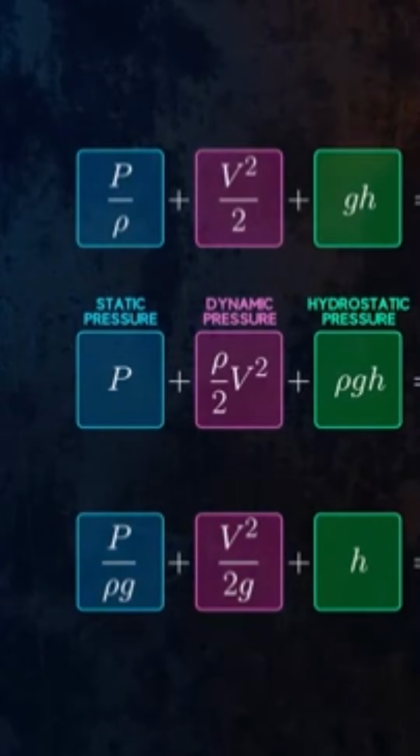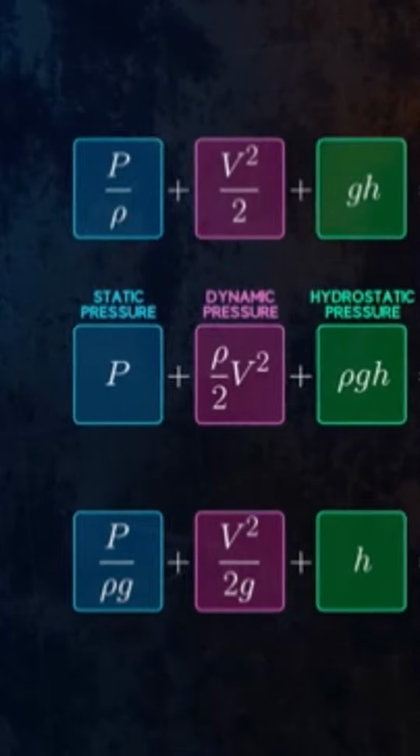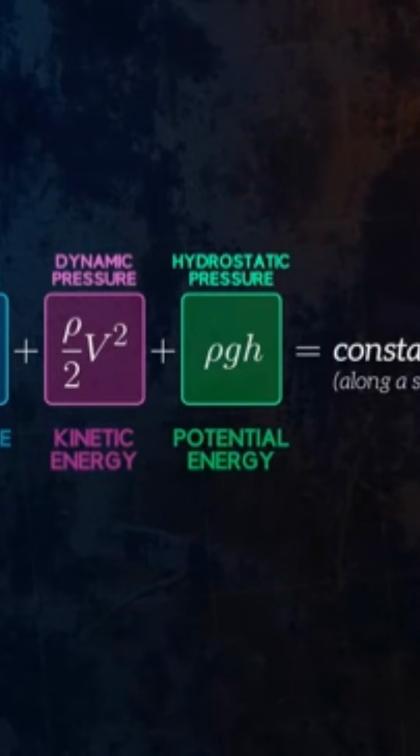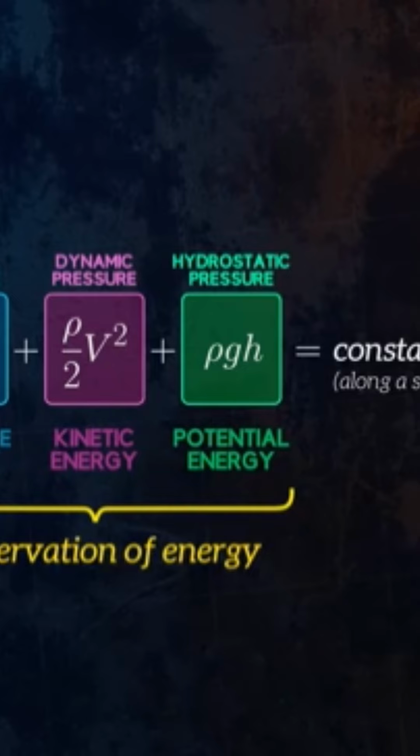the energy form. We can think of Bernoulli's equation as a statement of the conservation of energy. It says that along a streamline, the sum of the pressure energy, kinetic energy, and potential energy remains constant. This is really valuable information that can help us analyze a whole range of fluid flow problems. The equation does have a few limitations, which I'll cover later on in the video.